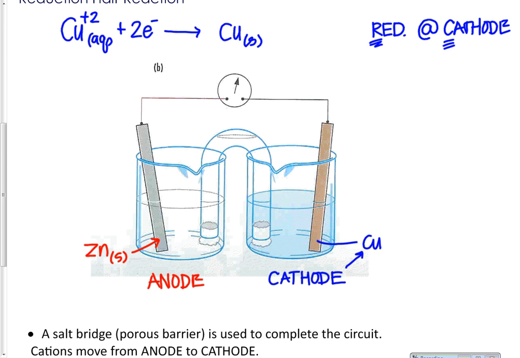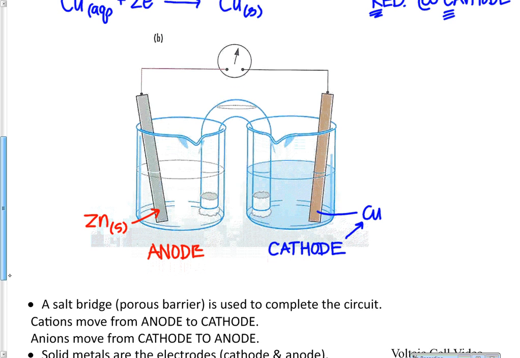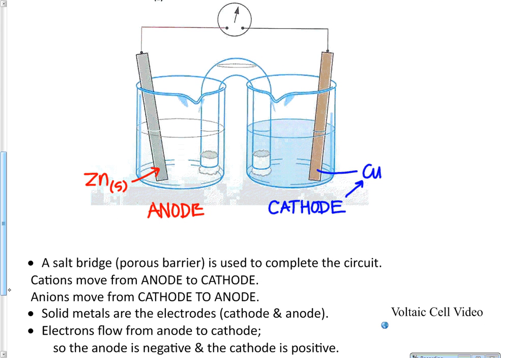Now you'll notice this is a different reaction. Normally we would have stuck zinc metal into a copper solution, and we've separated these. That's what makes it actually a galvanic cell, is the separation. So let's go through the parts of this cell. The first thing you see here is it says a salt bridge, or a porous barrier, is used to complete the circuit.